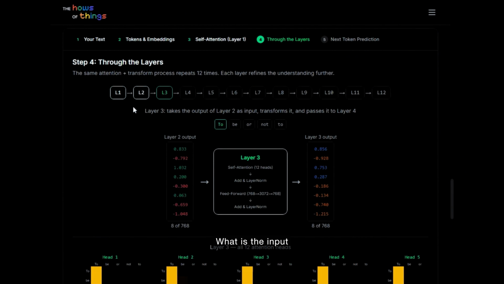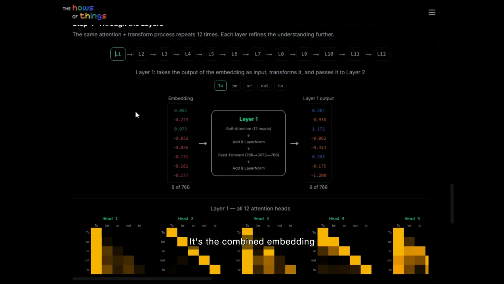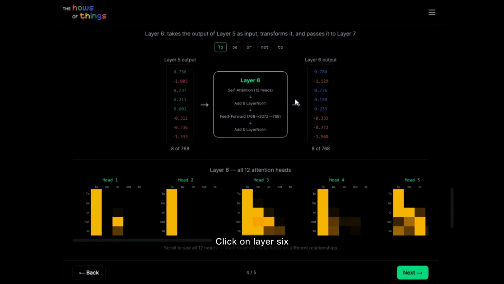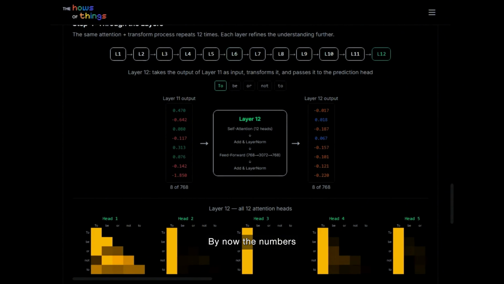Watch, here's the input to layer 1. It's the combined embedding we built earlier, and here's the output. The numbers change. Click on layer 6, different input, different output. Layer 12, by now the numbers look completely different from where they started.